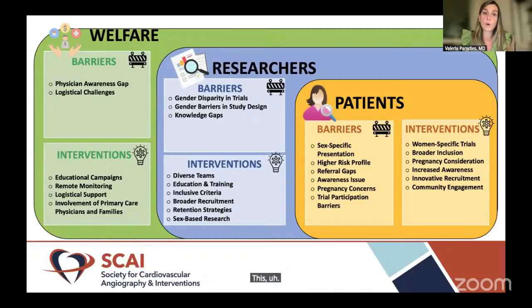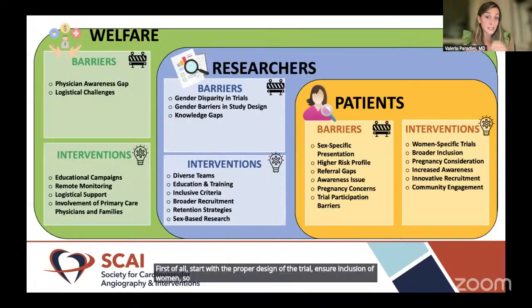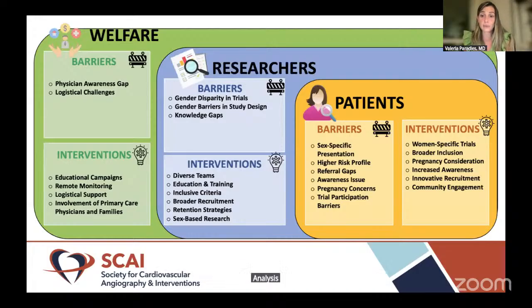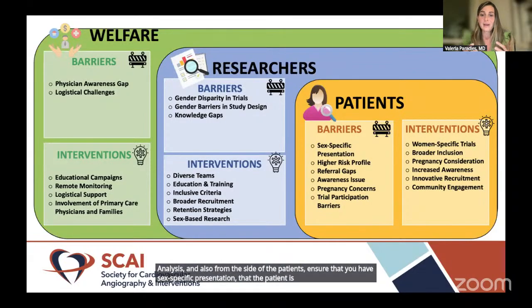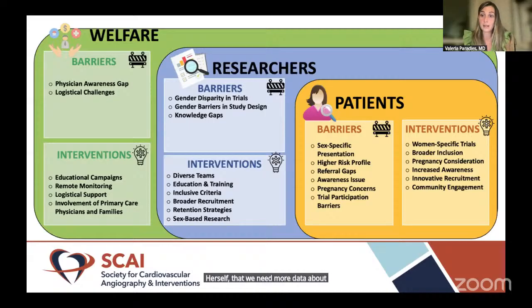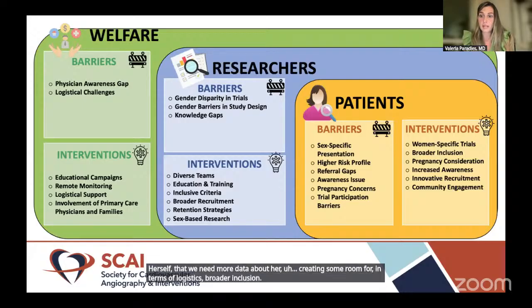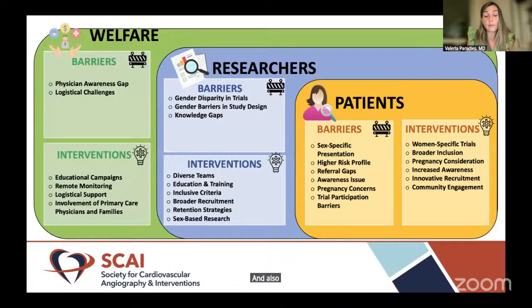This call goes to all the stakeholders in the research apparatus: first of all, start with the proper design of the trial and ensure inclusion of women, so look at inclusion criteria to have women represented in the trial, look for retention strategies, and also sex-based research and sex-based reporting and analysis. And from the side of the patients, ensure a sex-specific presentation, that the patient is aware herself that we need more data about her, creating room, in terms of logistics, for broader inclusion, pregnancy consideration, and also engagement of the community.